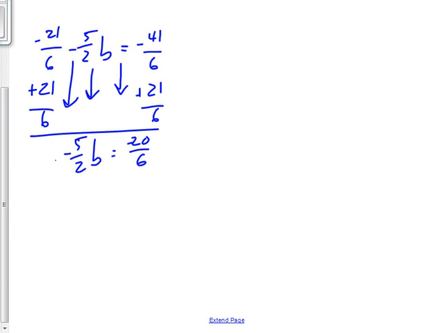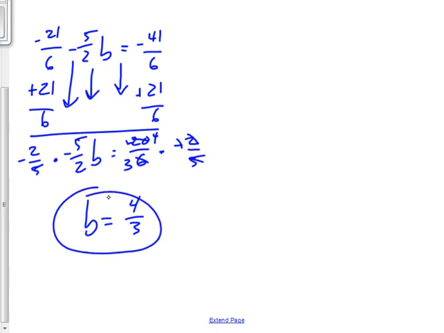All right, now I need to multiply by the reciprocal. So negative 2/5. Do that on both sides. Multiply by negative 2/5. Okay, I'm left with my b on the left. My negatives both cancel. My 5 cancels, my 20 changes to a 4, my 2 cancels, my 6 changes to a 3, and I'm left with positive 4/3. Again, I like improper fractions, so that's your final answer.